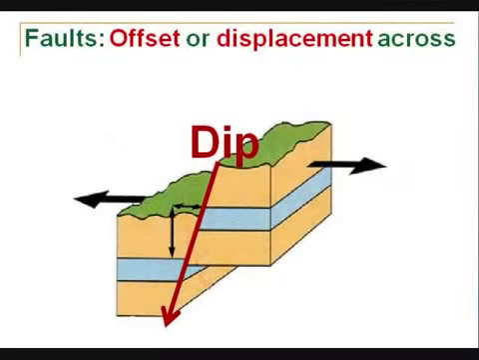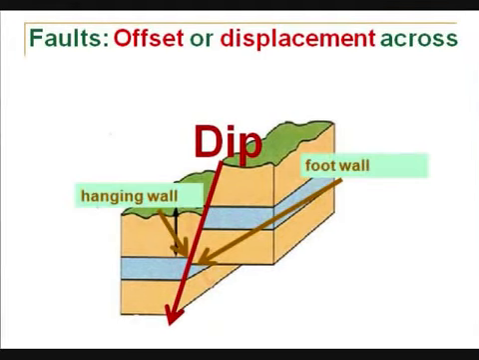These faults have two sides. We identify the different sides by naming them the hanging wall and the foot wall. The hanging wall is above the fault line or on top of the angle, and the foot wall is below the fault line or below the angle.